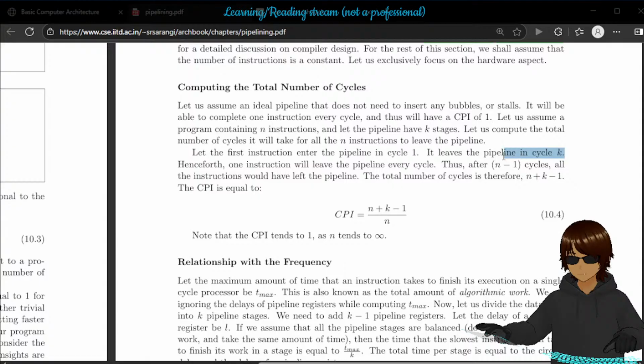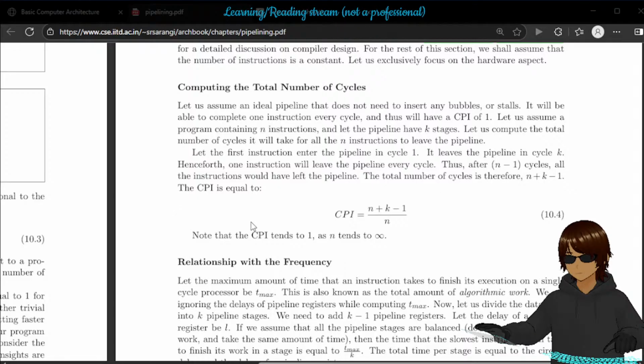Wait. Shouldn't it be cycle 5 because there are 5 stages? Or maybe, like division or multiplication, it takes multiple cycles. Maybe because of that.